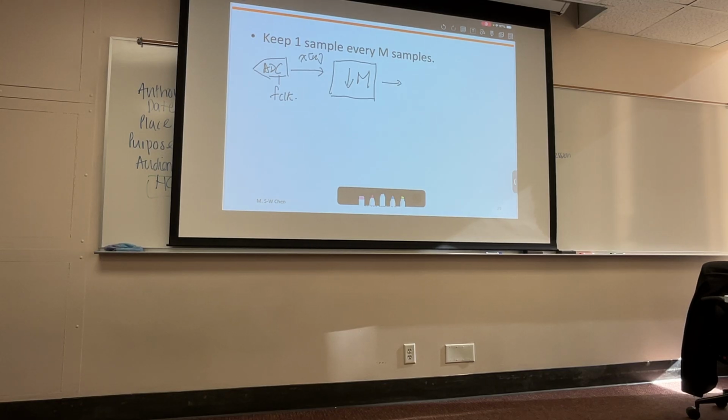After you downsample, right? So your input is a discrete time signal. After you downsample, the output is still a discrete time signal, right? So they're all by samples. So I'm gonna call that as xd of n. So d is downsample. And because I take one sample for every m samples, so effectively, my sample rate right now is f clock divided by m.